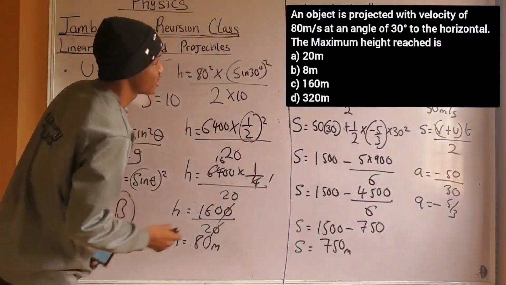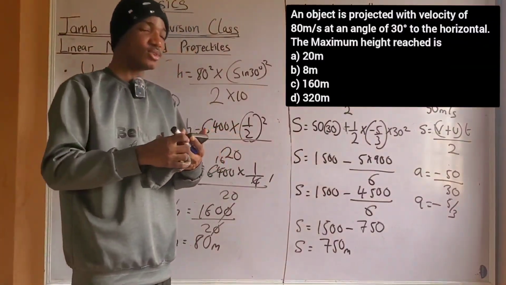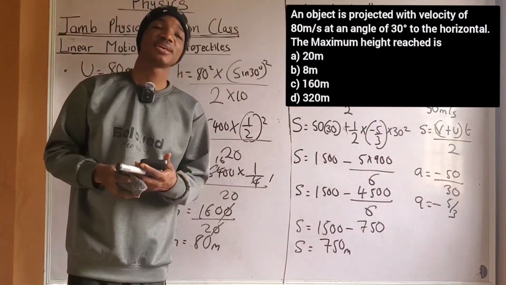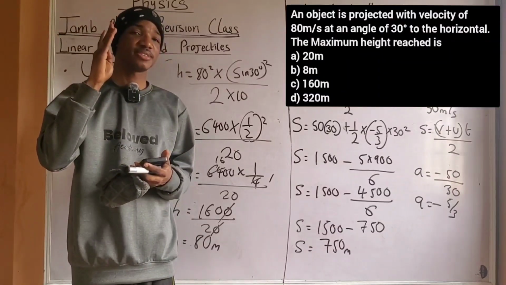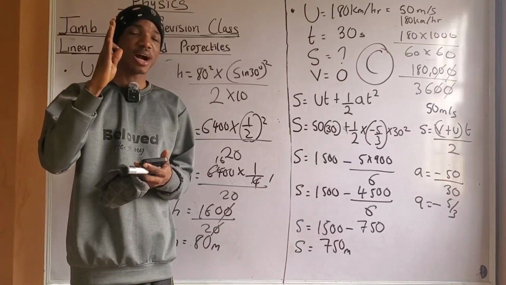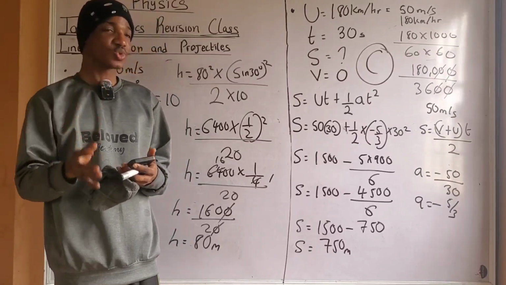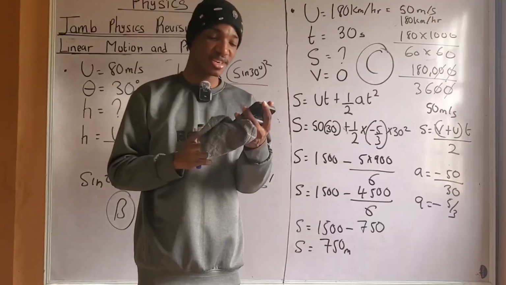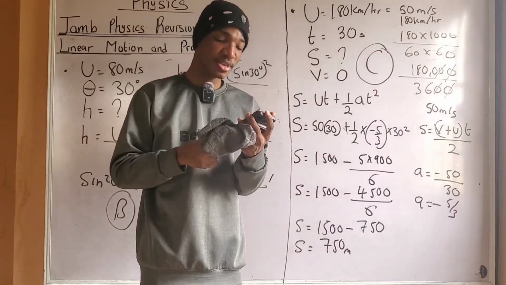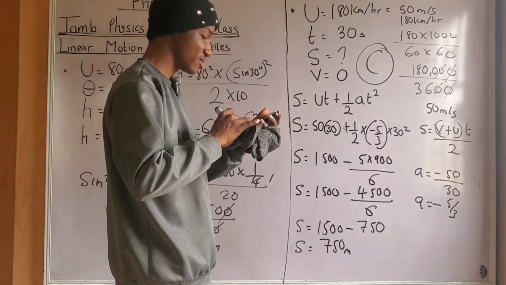Do you understand? Okay. You see, let me tell you, there are 3 important formulas in projectiles: time of flight, maximum height, and the range. Okay, so please make sure you master them. If you want to learn more on projectiles, you can check the link in the description of this video. Okay, now let's look at the next question.